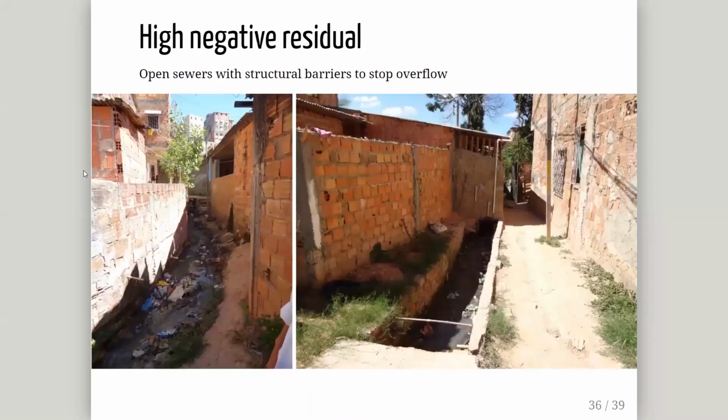And this is because there is poor household construction and there is flood risk due to poor infrastructure. And these are locations of high negative residual. So the risk is lower than predicted by the risk factors. And this is because there are open sewers, which increase the risk of leptospirosis, but these open sewers have structural barriers to stop overflow, which decreases the risk.